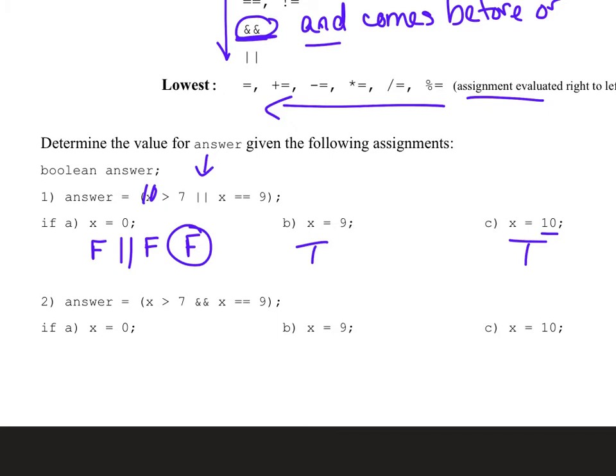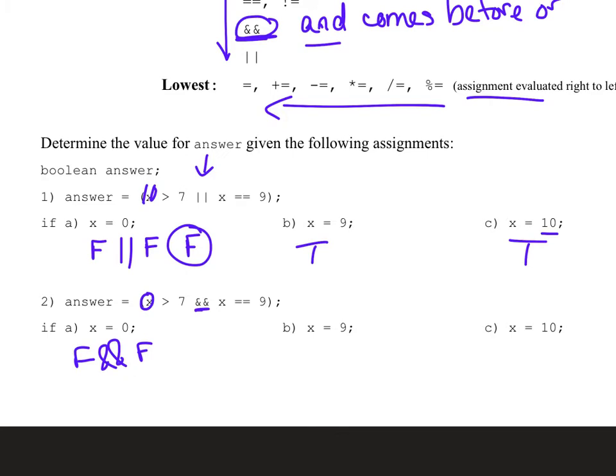Okay, so and is different. Remember, and says that both of them have to be true for it to be true, but if the first one is false, I don't have to look at the second one. So we put a 0 in here. 0 is greater than 7, that's false. 0 is equal to 9, that's also false. Oh, if it's false, I don't have to look at it. So I didn't have to look at that one.